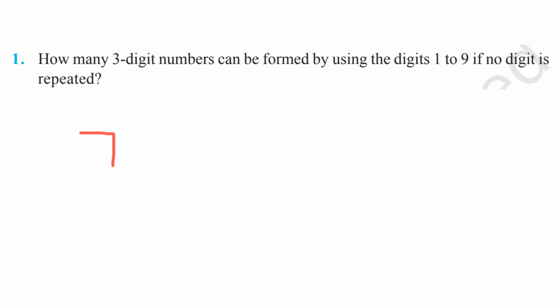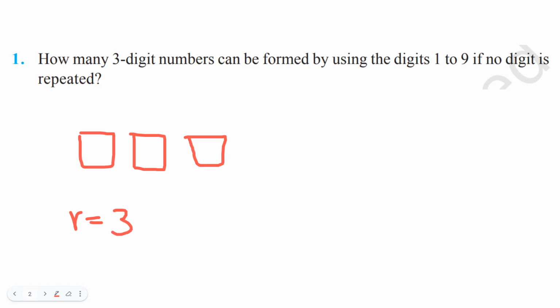It's a pretty straightforward question. If you have 3 places, it means r equal to 3, and we have 1 to 9, that's 9 digits, n equal to 9, and no digit is repeated, so 9 distinct objects and 3 unique places we have. How many different permutations can we create? 9P3.